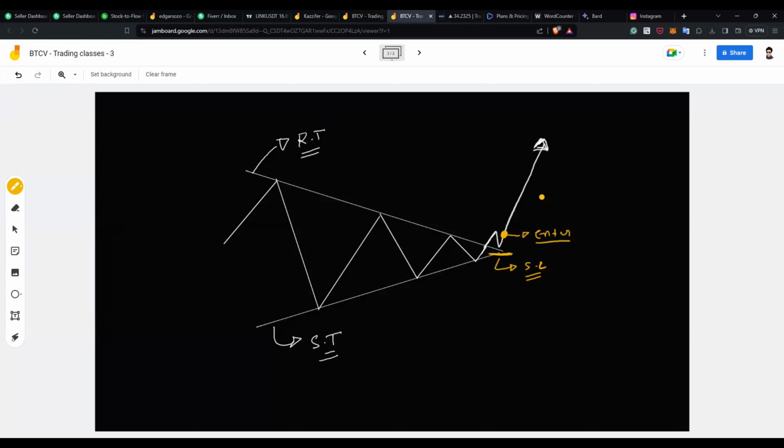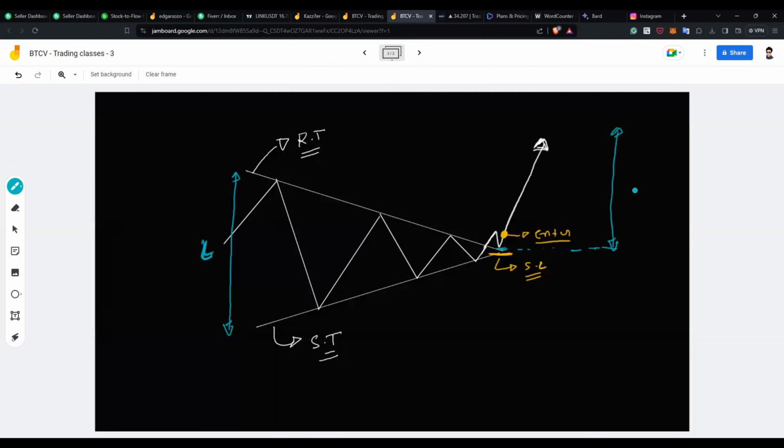Now, how to figure out an exit point? That's a very big question. It's very simple. What you have to do is take the length from this point to this point, something like this. L. This is the length. Then you have to take this length, copy it, and paste it from this particular triangle point, just to be on the safe side.